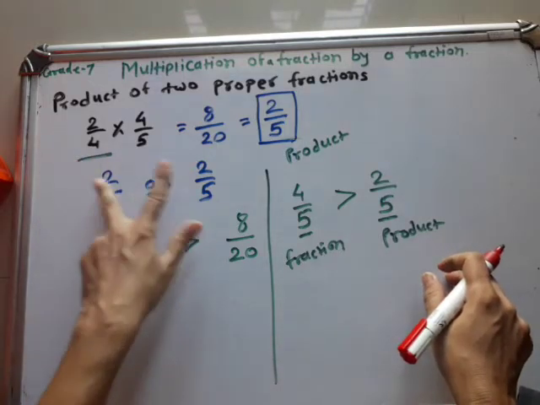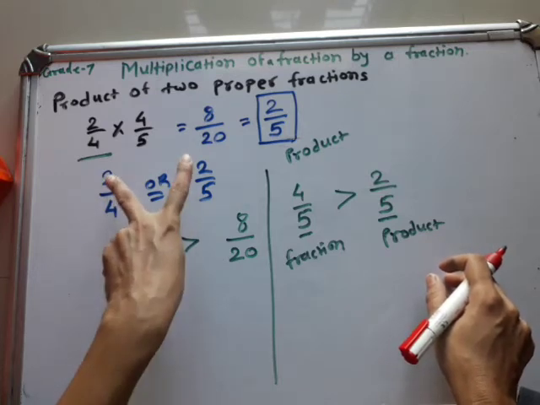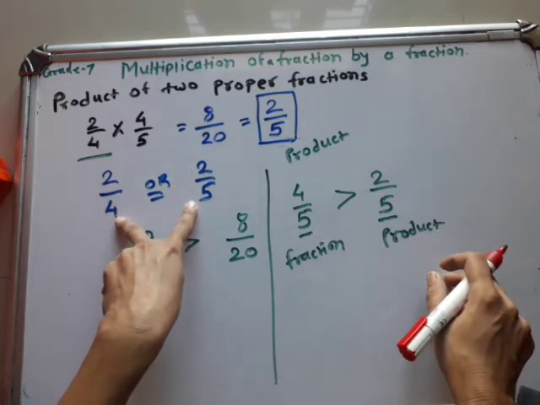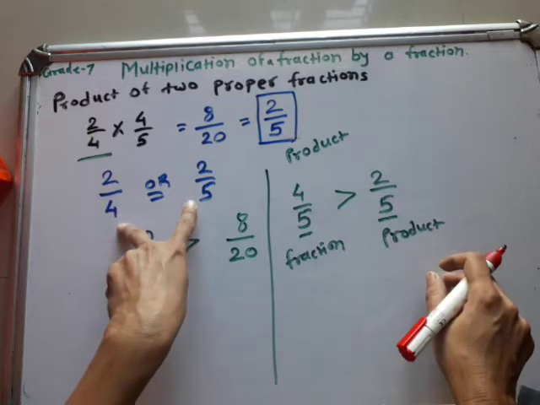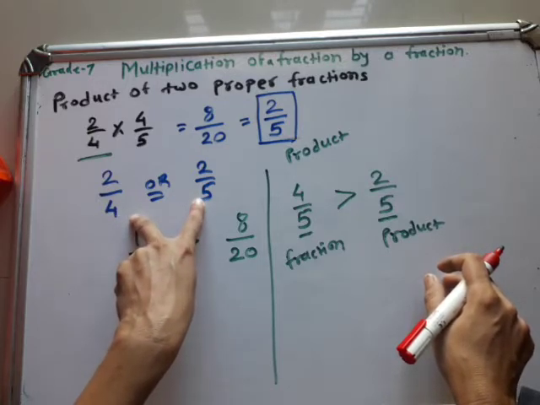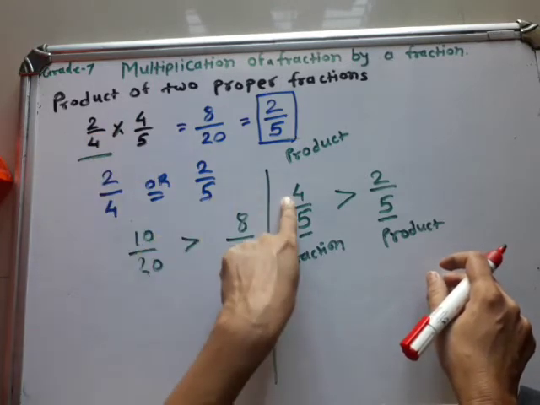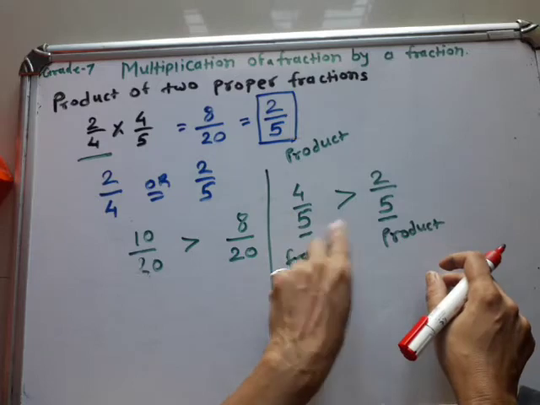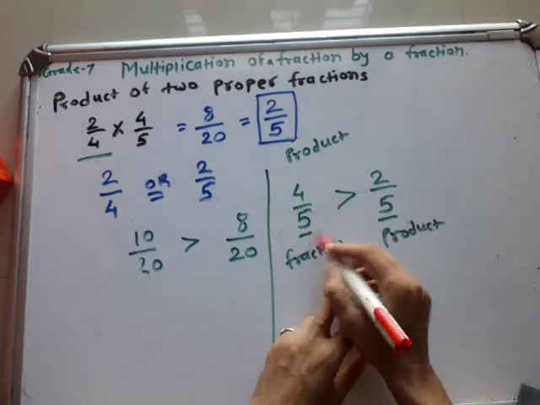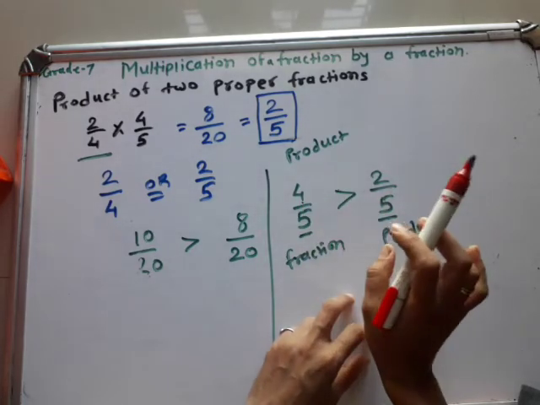See here, both denominators are the same, 2 and 2. Okay, so we compare the denominators. But when you compare denominators, what do you have to see? If the denominator is greater, then the fraction is smaller. And in this type of fraction, where the denominator is the same, you have to compare the numerators. Here 4 is greater, so this fraction is greater.